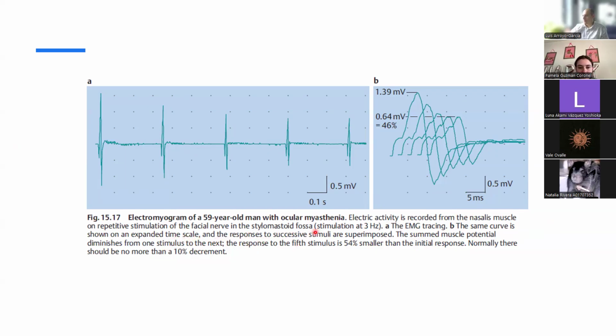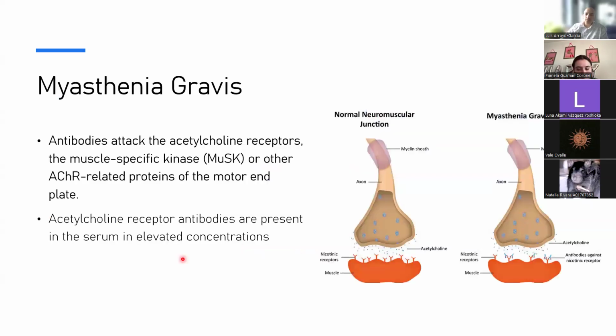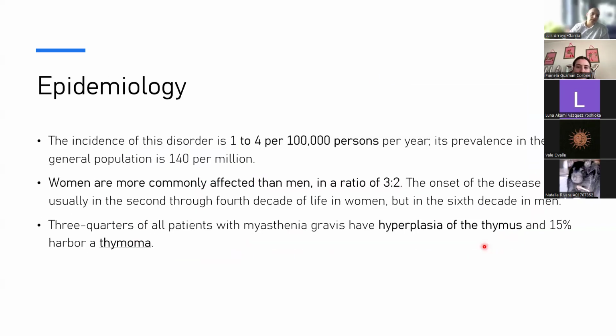Yeah, the muscle potential diminishes from one stimulus to the next, and it's getting slower and slower. Normally, it shouldn't be more than a 50% decrement every time that we try to stimulate a muscle. This is important, and it is just because we cannot bind the acetylcholine to the nicotinic receptors.